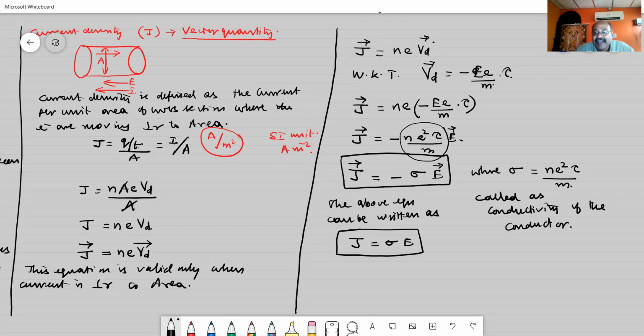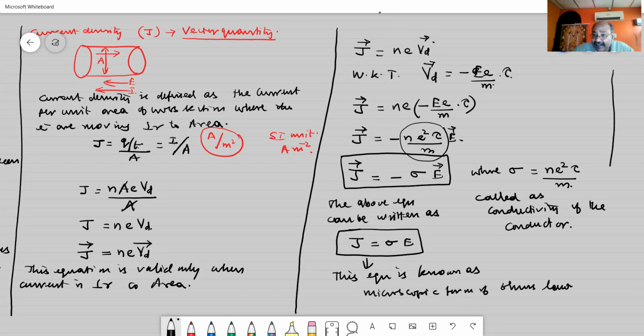When I am writing J is equal to sigma into E, this equation or expression is known as the microscopic form of Ohm's law. This equation is known as the microscopic form of Ohm's law. So sigma is called conductivity.